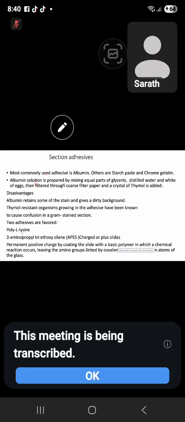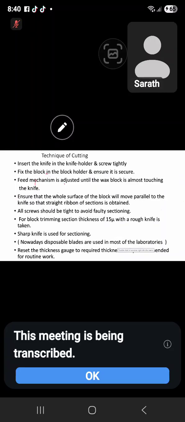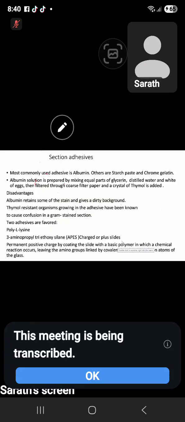So there are two options: poly-L-lysine application, which sticks the section onto the slide. Second one, 3-aminopropyl triethoxysilane, APES, charged or plus slide. There's a charge on the slide. According to the plus and minus interaction, the tissue section is negative charge. This side is positive charge. So by positive negative interaction, the section is tightly bound to the slide until the end.